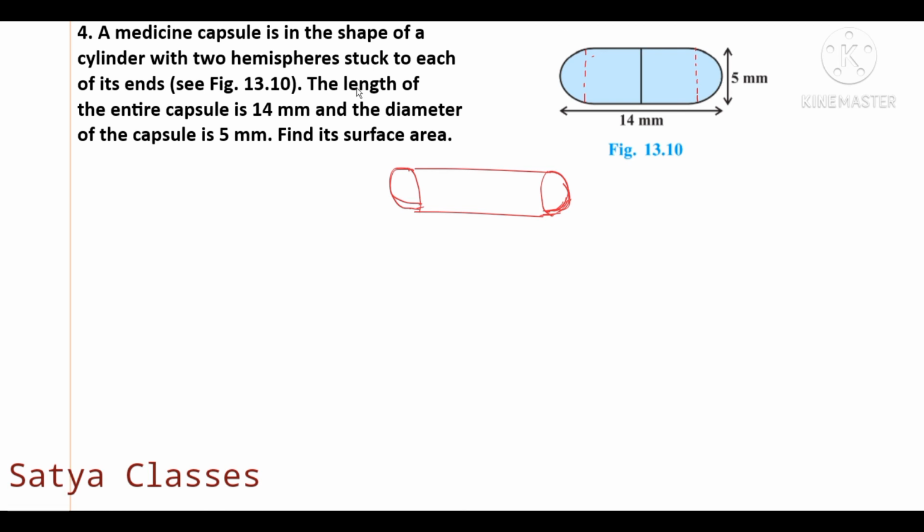The length of the entire capsule is 14 mm, but look at the radius. The diameter is 5 mm, so what about the radius? The radius will be 2.5. So as you subtract 2.5 from both the ends from the number 14, you will get 9 mm. 9 mm is the length of the cylinder. So again write the solution here.